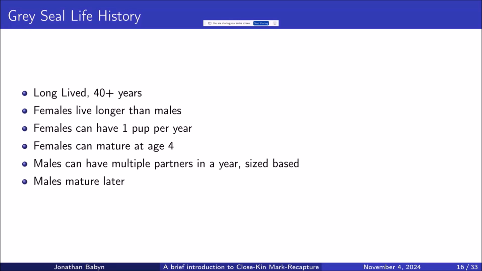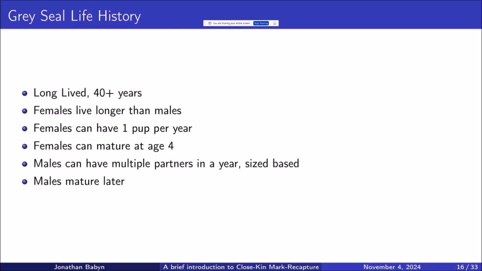So with gray seals, for example, they're relatively long-lived. They live 40 plus years. The females on average tend to live longer than the males. The females only have one pup per year, but the males can have multiple partners in a year, so they can potentially have multiple pups in a year. And there's a size-based thing where males of a certain size tend to have more partners in a year than males of another size.